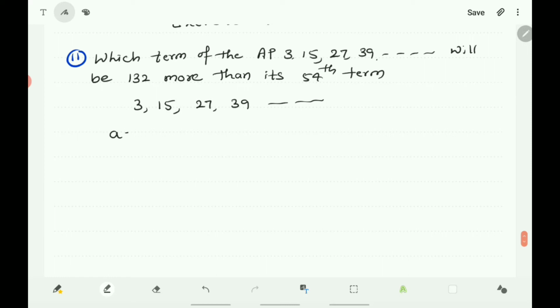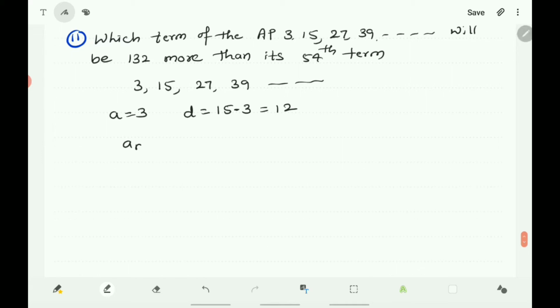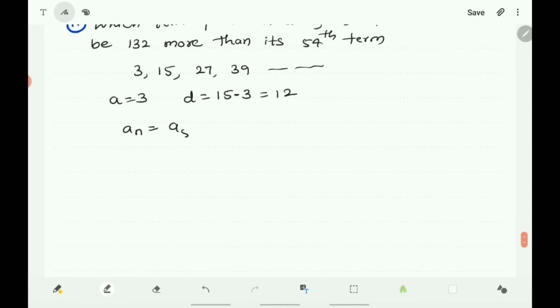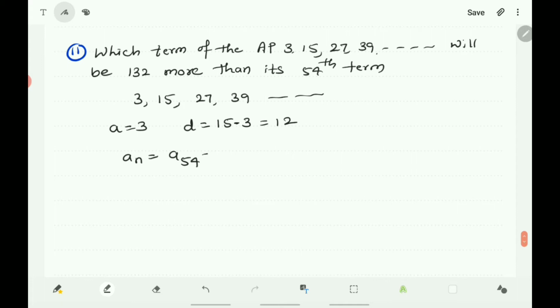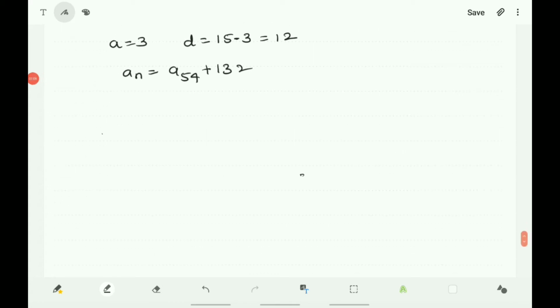A is the first term, that is 3, and D is the common difference, that is 15 minus 3, equals 12. Here let us consider the nth term will be 132 more than the 54th term. So you take An equals A54 plus 132.